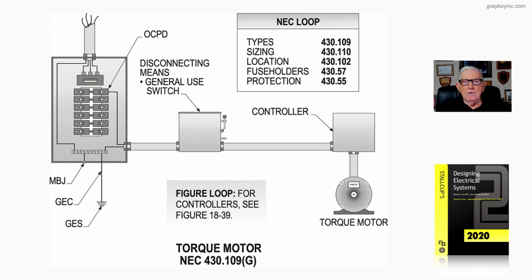Your controller is in figure 18-39, the controller for that torque motor. So this figure 18-47 is illustrating the disconnect being a general use switch type disconnect, and this is a torque motor in accordance with NEC 430.109(G).